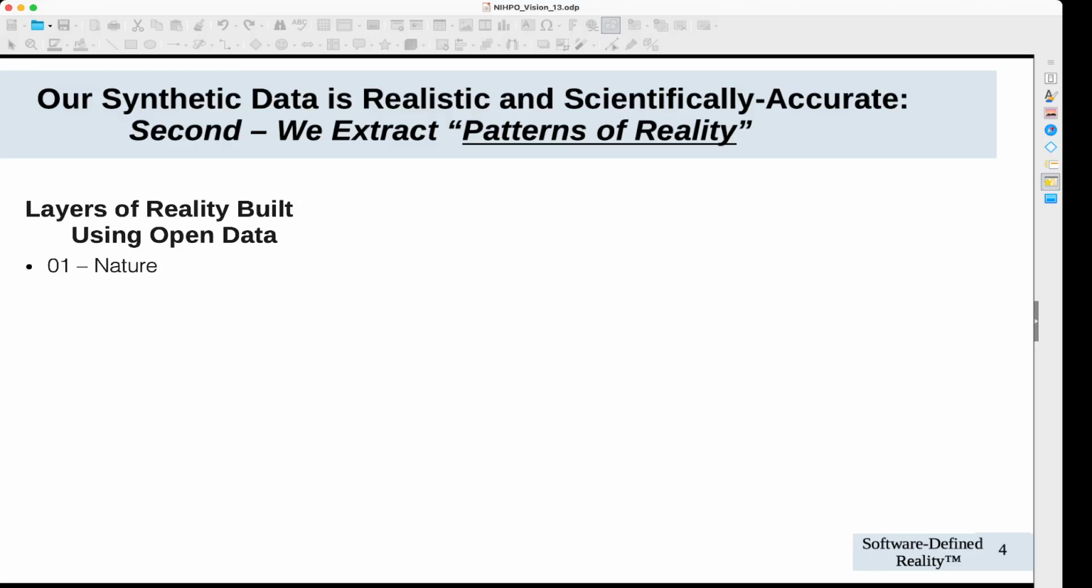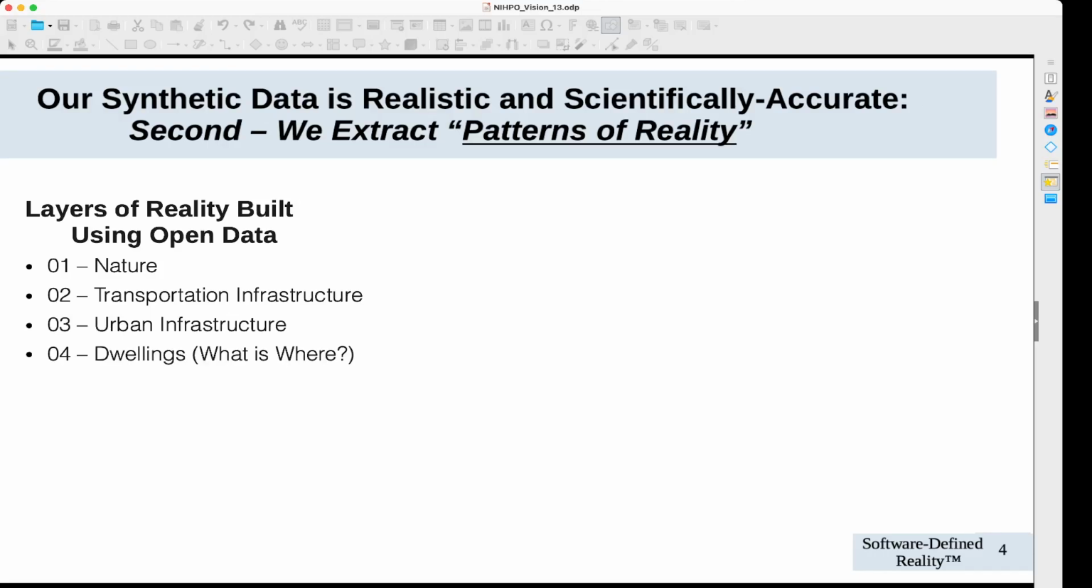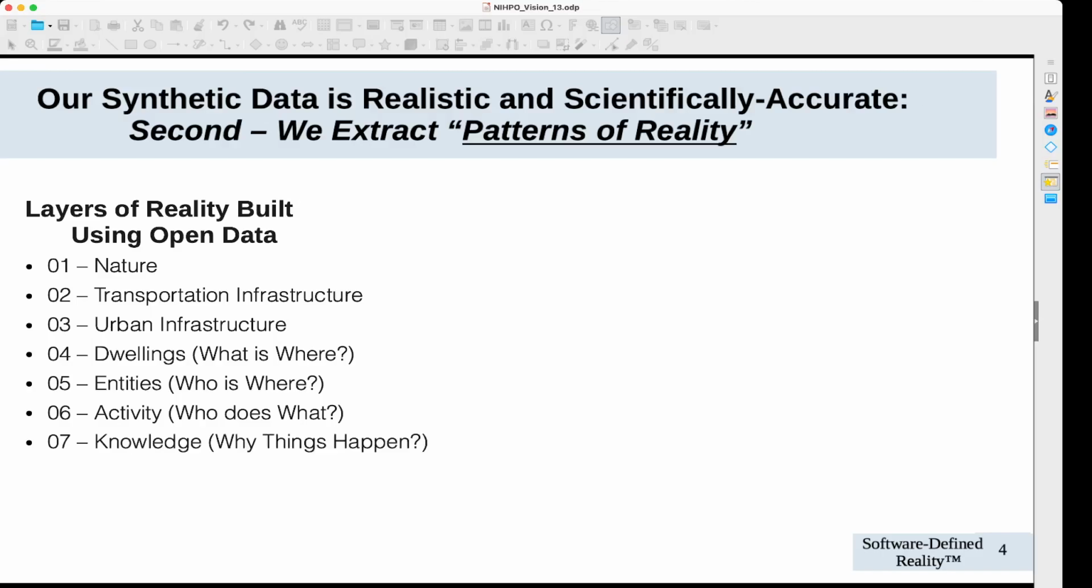rivers and mountains. The second layer is the transportation infrastructure. Then we have the urban infrastructure and dwellings. By looking at dwellings, we know what is where. Then we have the entities, people, organizations. This tells us who is where. Then we have the activity, who does what. And finally, we have knowledge, why things happen.